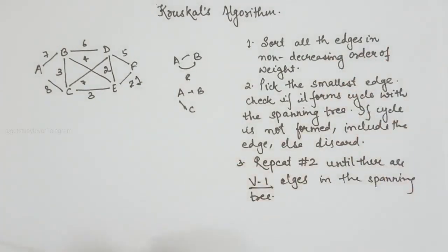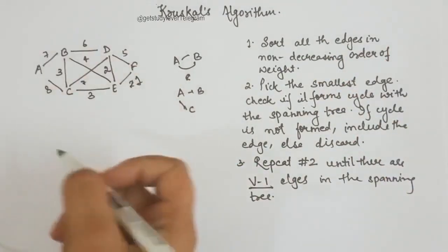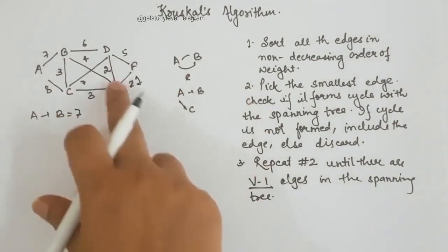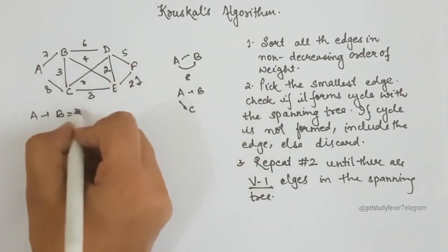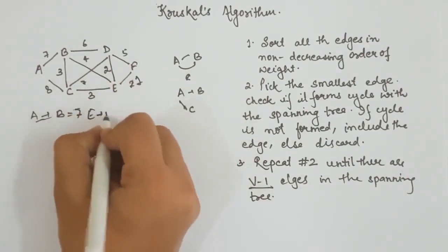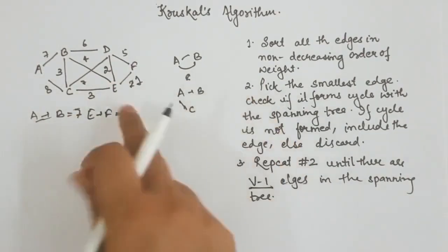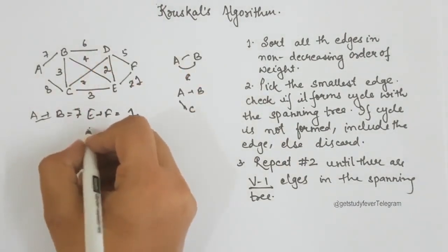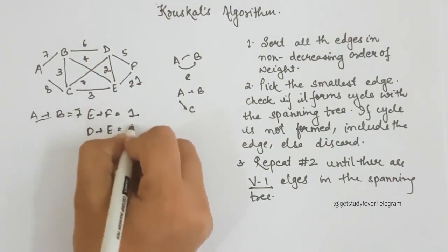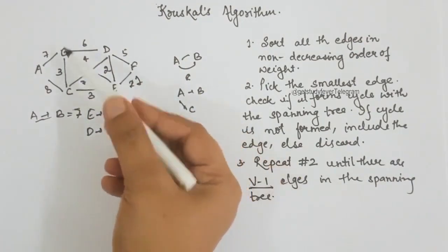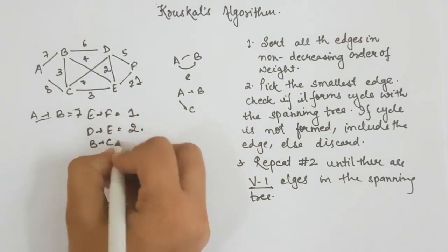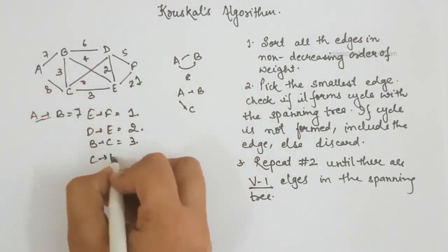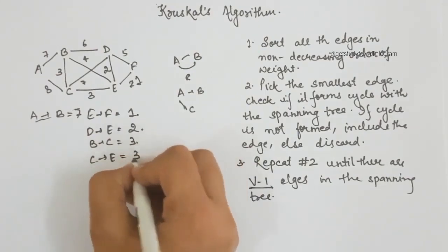So let's see what's happening here. Let's say we have these edges. We have A to B as 7. So let's first sort them. What is the minimum edge? It's from E to F. We have E to F as 1. Then we have D to E as 2. Then we have B to C as 3. Okay, so here we have two edges as 3. So we have C to E also as 3.